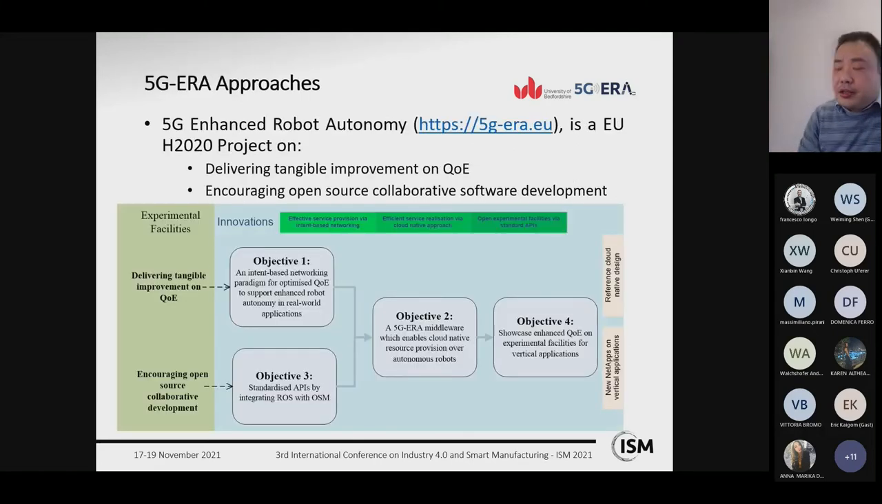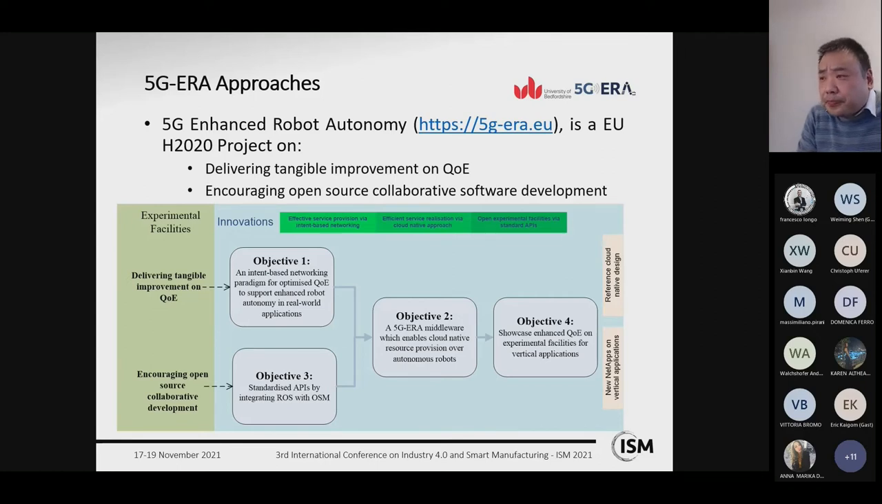And we mentioned that we're working on a new EU project called 5G Enhanced Robot Autonomy. This project started in January 2021, this year, and is a three-year project. The main target is that we are trying to deliver tangible improvement on quality of experience, and also encourage open source collaborative software development from both the networking field and the robotic development.